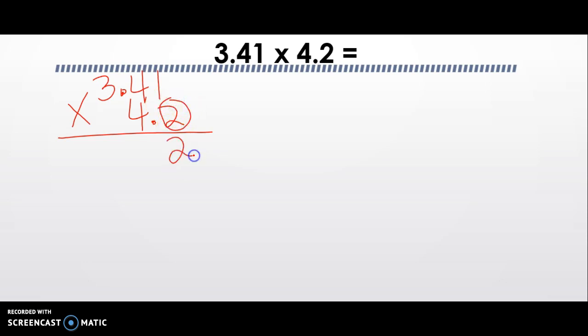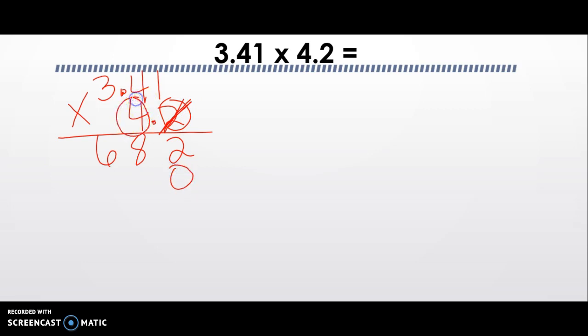Next up, 3.41 times 4.2. So see, I did not line those decimals up. I'm lining up my numbers like regular multiplication. Starting in the ones place, sharing everything at the top. 2 times 1 is 2. 2 times 4 is 8. 2 times 3 is 6. I finish with a number, I cross it out. However many numbers I cross out, that's how many placeholders I need.